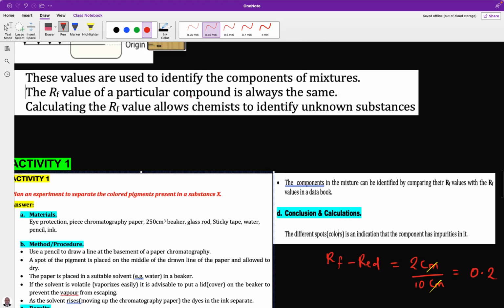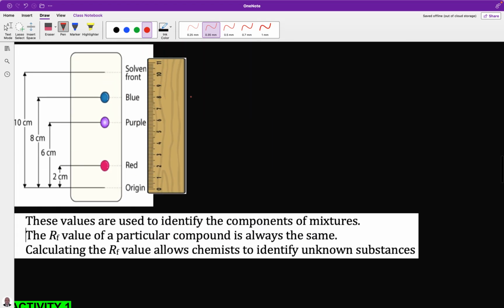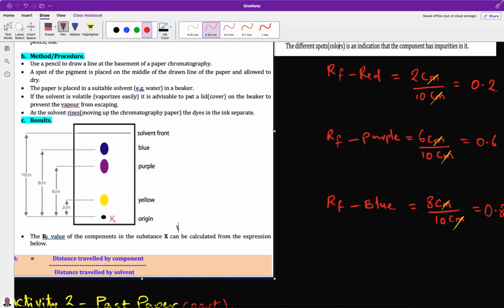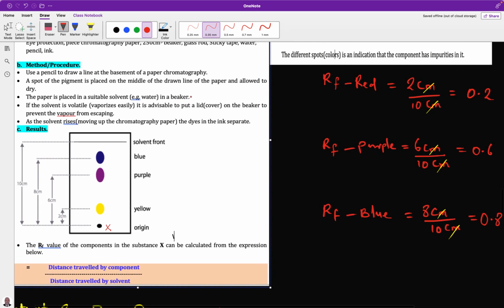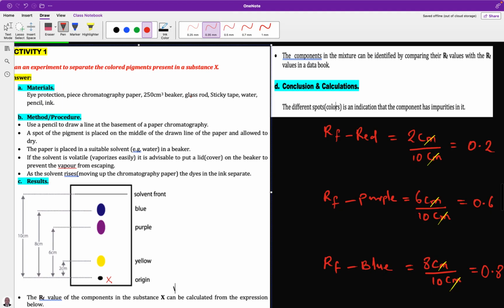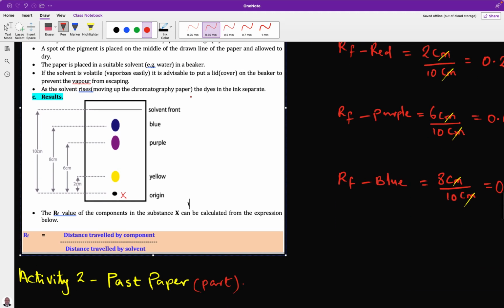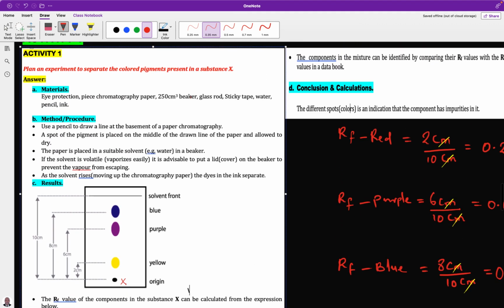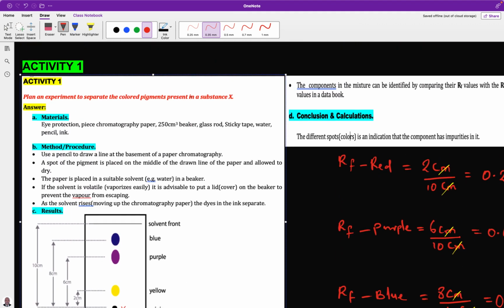The third one was blue. It traveled 8 centimeters, and 8 centimeters divided by 10 centimeters, the RF value was 0.8. Then the next step was we now go to our book of data.